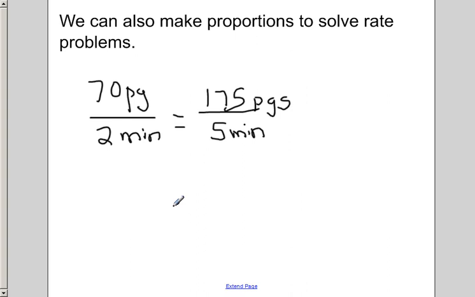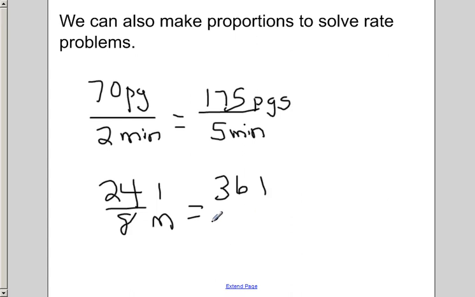And we could do the same thing with Anave. 24 laps in 8 minutes, and I'll just put L for laps and M for minutes, is equivalent to 36 laps in 12 minutes. So these are examples of our original rate, our equivalent rate, also known as proportions.